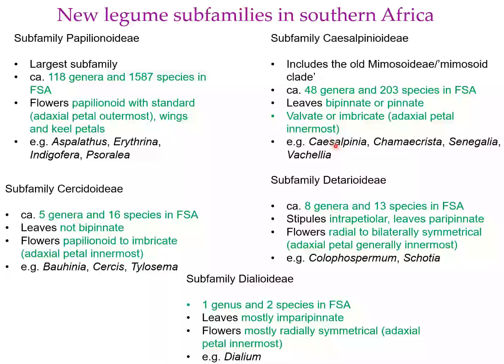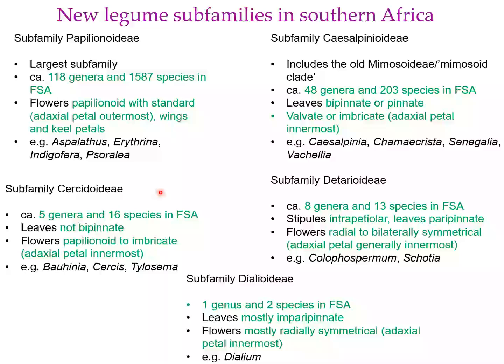We then have the subfamily Caesalpinioideae that includes the mimosoid clade, 48 genera in excess of 200 species, and they mostly have the bipinnate or deeply divided leaves, and mostly valvate or imbricate petals. And some of the well-known ones, Caesalpinia, Chamaecrista, Vachellia, and Senegalia, which are now the African acacia equivalents.